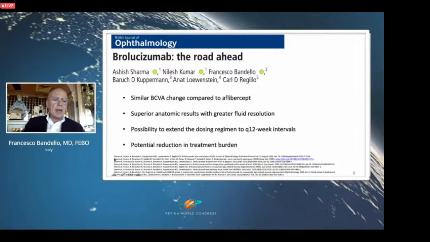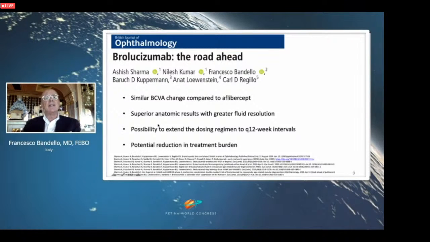these are a lot of trials, as you can see here. Ashish was speaking before me, and these are the papers published by Ashish during this last month about this topic. Ashish is a very productive author and is really an expert with reference to brolucizumab therapy.